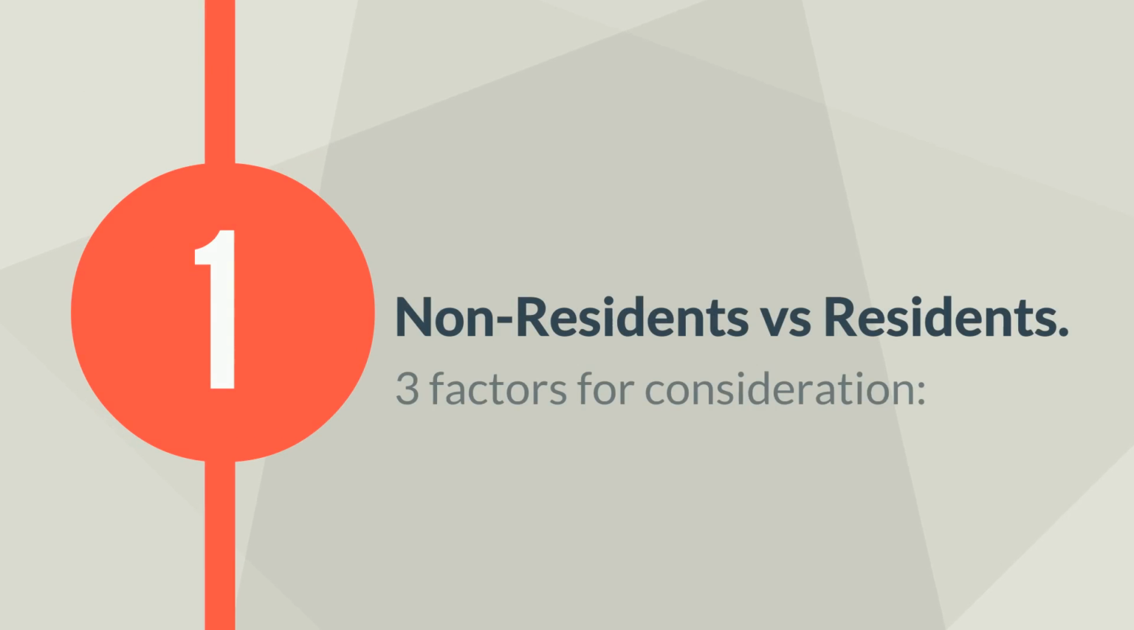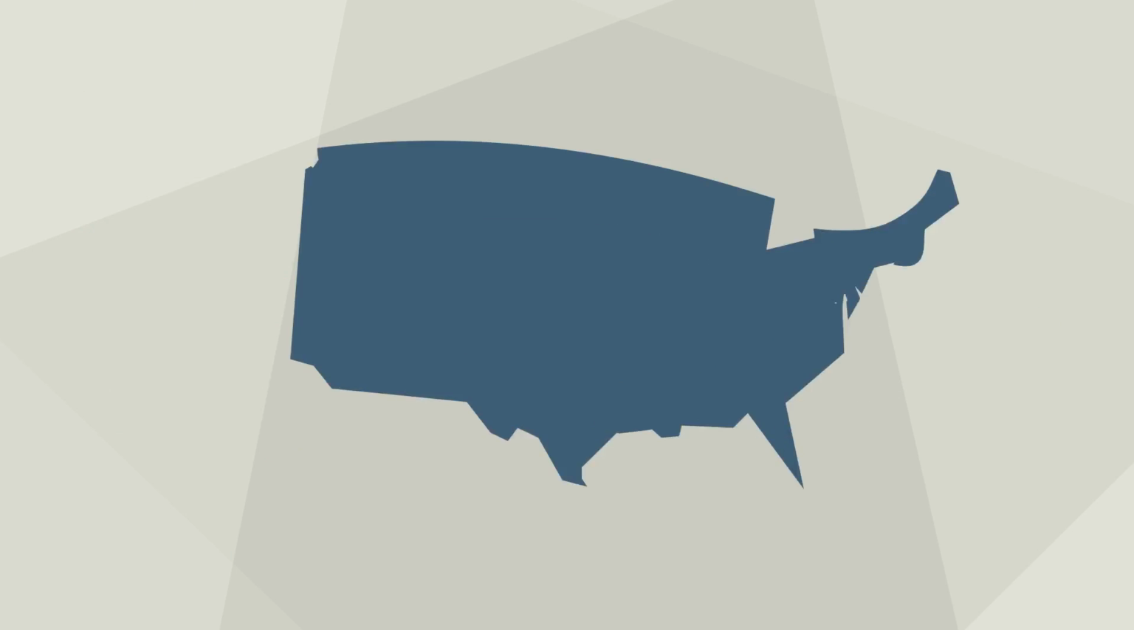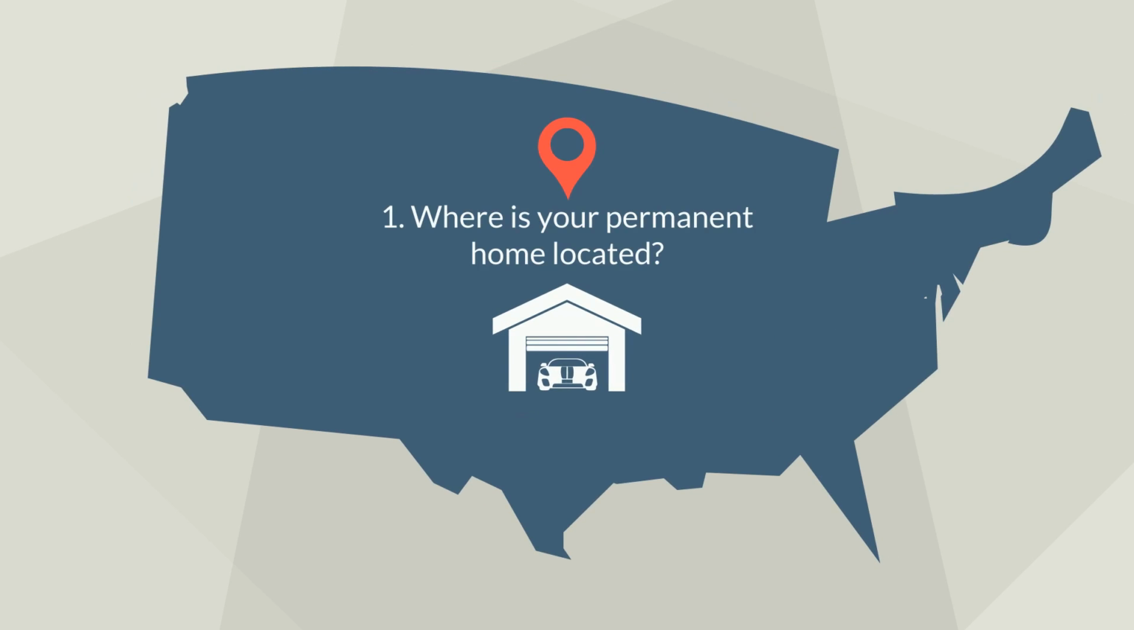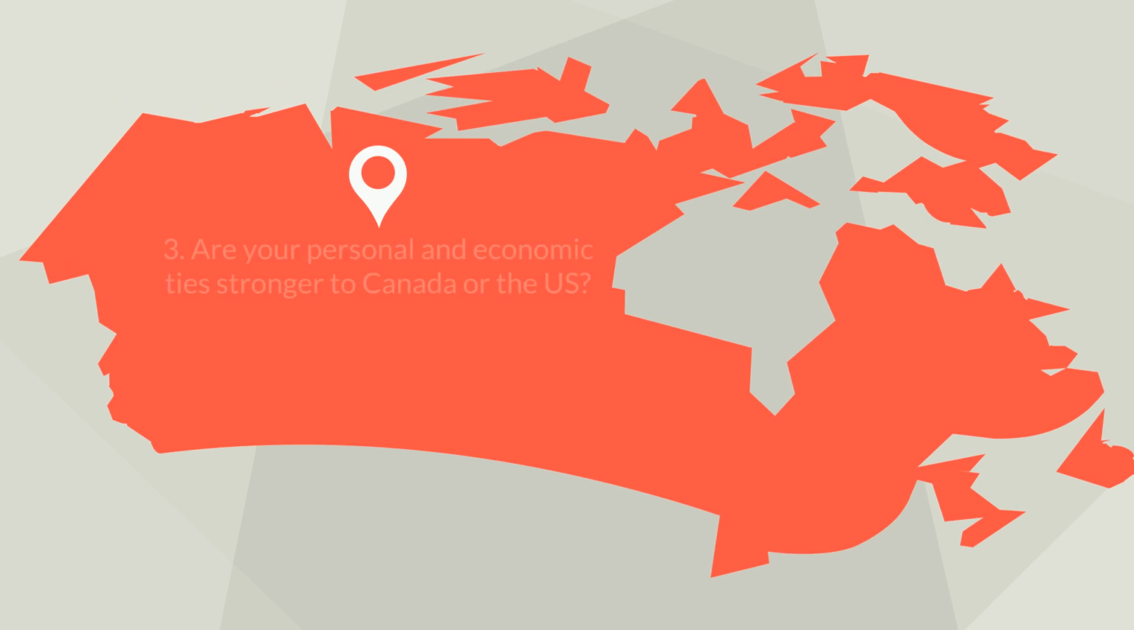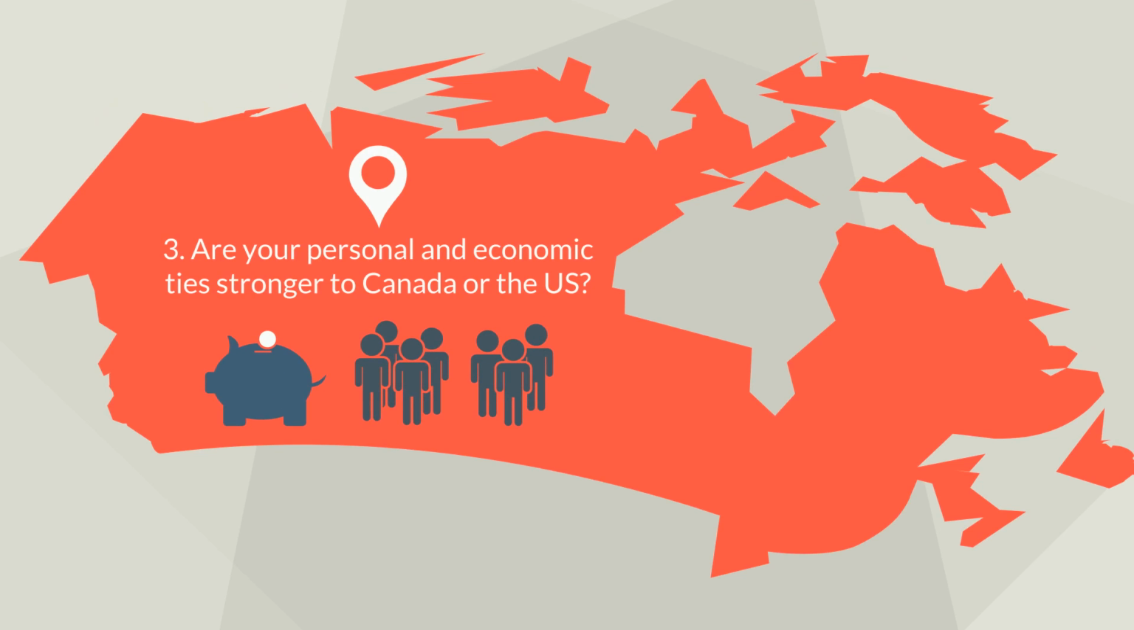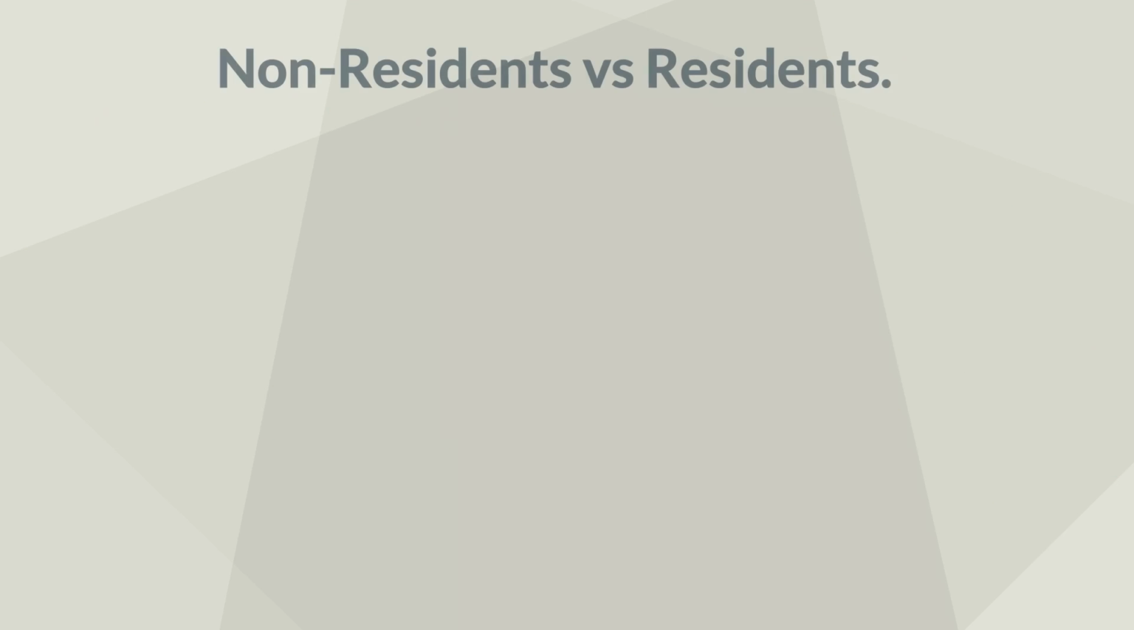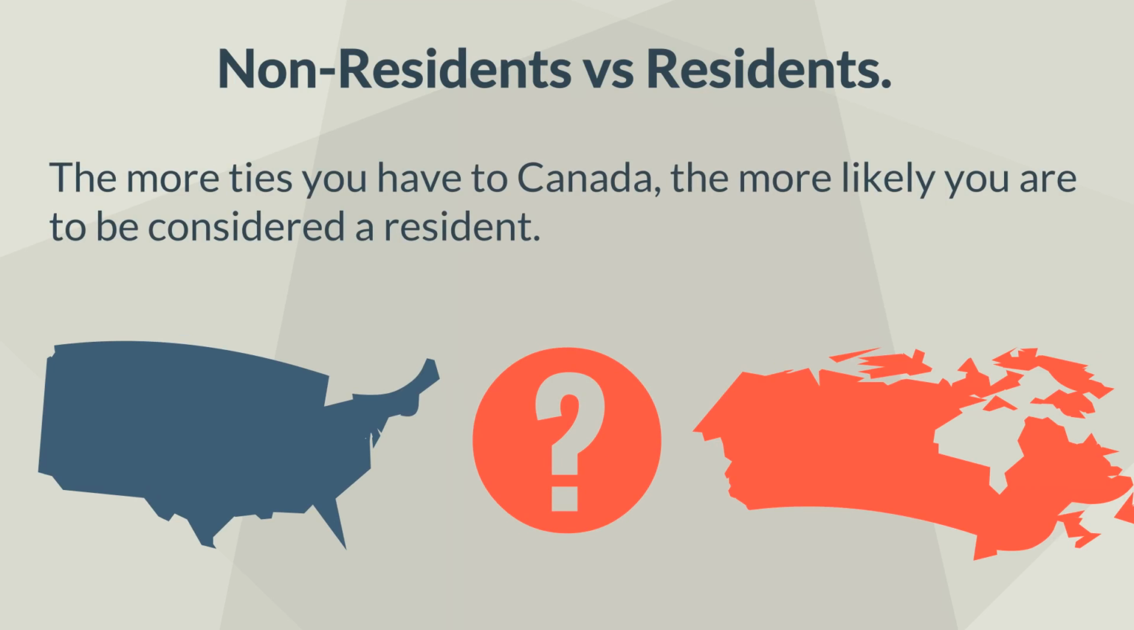Number 1. Are you a non-resident or a resident of Canada? There are 3 factors to look to when making this assessment. Number 1. Where is your home located? Number 2. Where are your spouse and children residing? And number 3. Where are your personal and economic ties strongest? The more ties that you have to Canada, the more likely it is that you will be a Canadian resident.